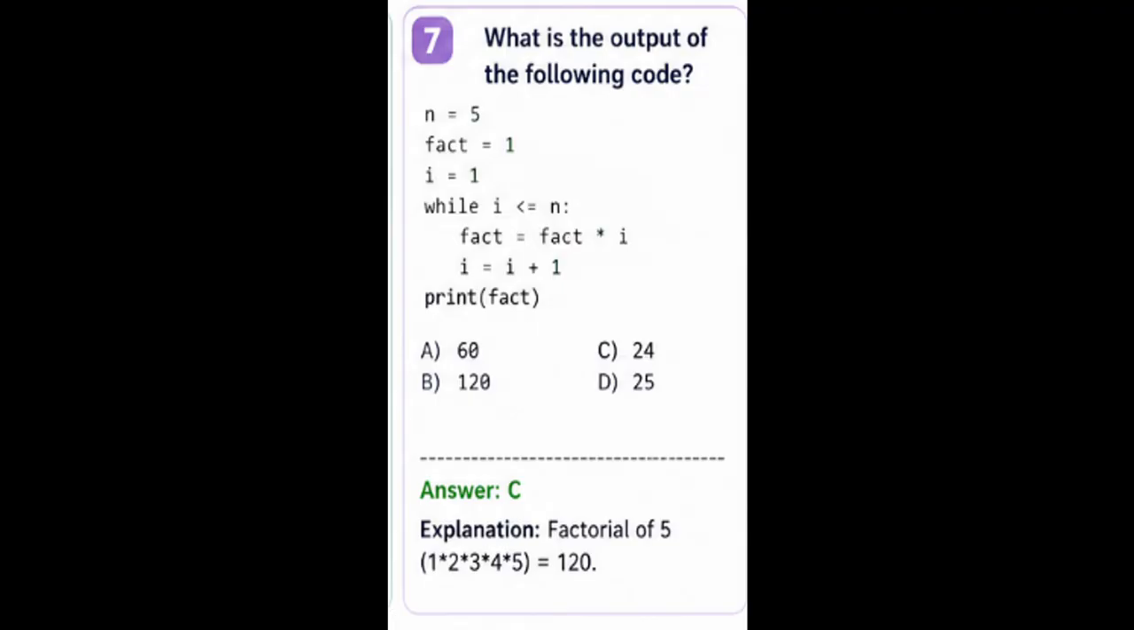Okay, what is the output of the following code? n equal to 5, fact is equal to 1, i equal to 1, while i less than or equal to n. So 1 less than 5 true, fact equal to 1 into 1, 1. Then i plus 1, so 2, 1 into 2. Then 3, true, then 1 into 2 into 3. Then 4, true, then 1 into 2 into 3 into 4, which is 24. Then 5, 5 less than 5 false, but 5 equal to 5 true, then 1 into 2 into 3 into 4 into 5, which is 120. Then i becomes 6, but 6 is neither less than nor equal to 5. So it is terminated. Final answer is 120.